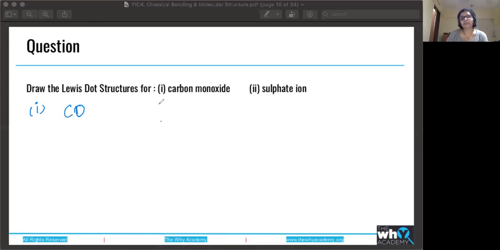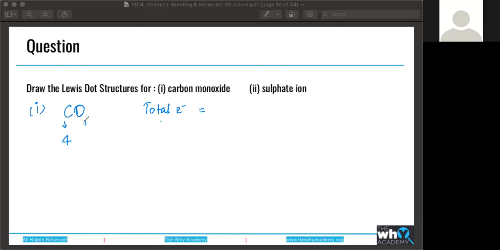So first step, how many electrons do we have totally in carbon monoxide? Valence electrons. How many valence electrons does carbon have? 4. And oxygen has 6. So total we've got 10 electrons. Do we have any charge on carbon monoxide? Positive, negative? No, ma'am. It's a neutral molecule, no charge. This is not an ion, so no extra electrons.